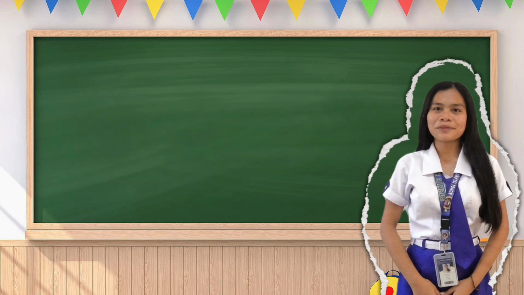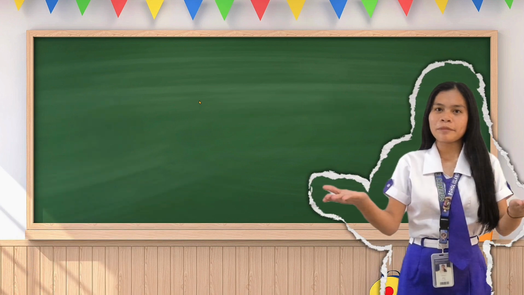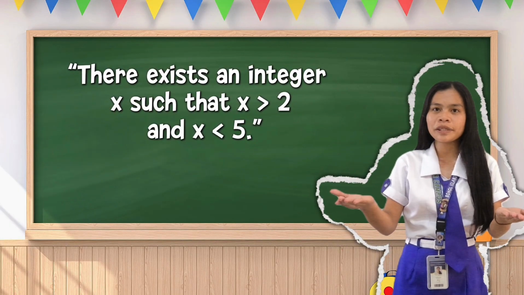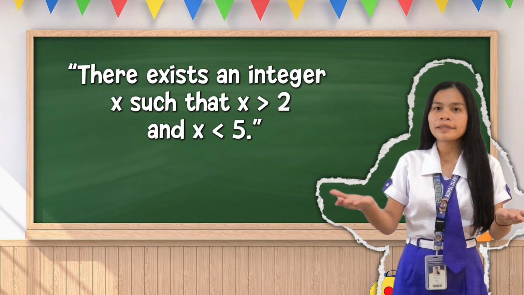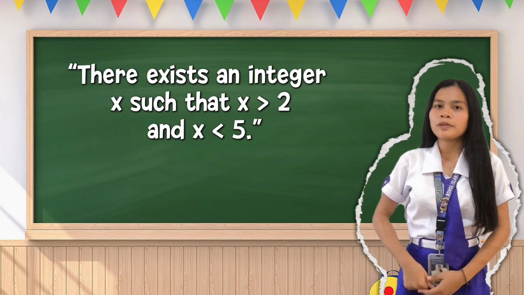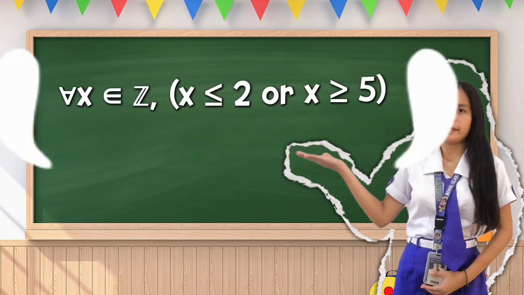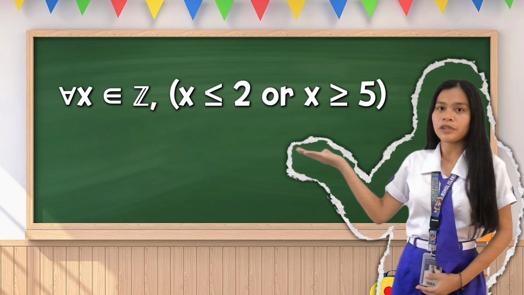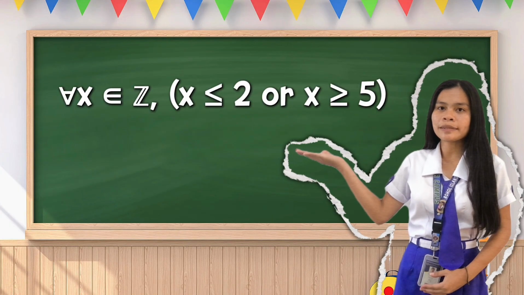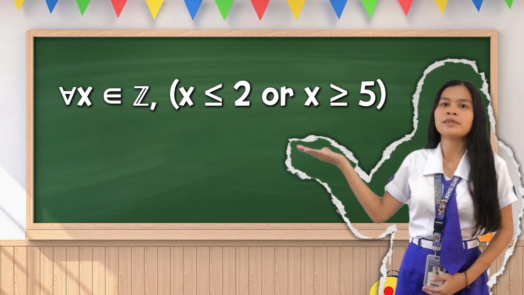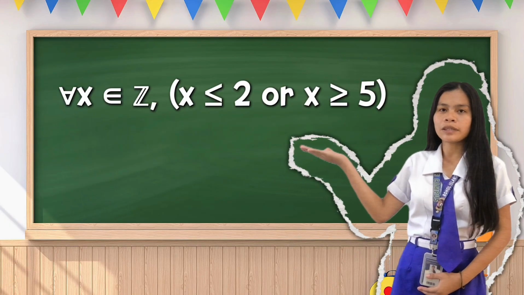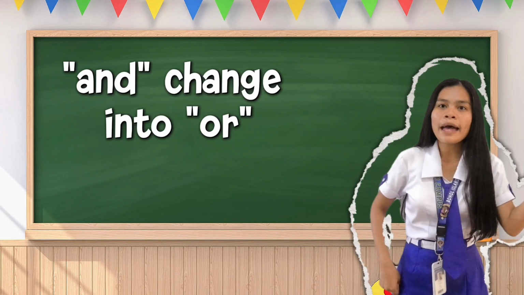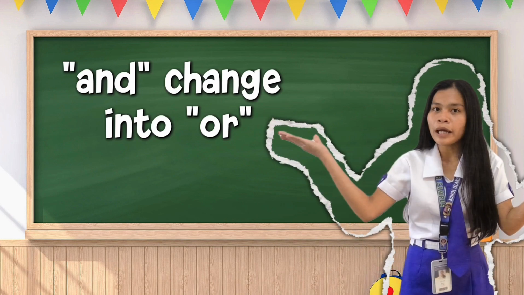So let's have another example. We have this: there exists an integer x such that x is greater than 2 and x is less than 5. So its negation will look like this: for all x, an element of integers, x is less than or equal to 2 or x is greater than or equal to 5. Notice that an "and" changed into "or".